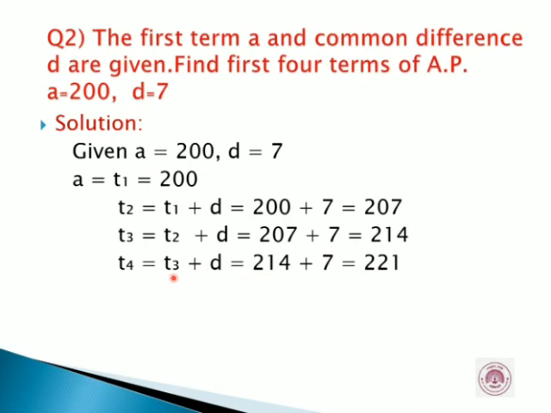T4 is obtained by adding the common difference D to the third term, that is T3. So T4 is equal to T3 plus D, which is equal to 214 plus 7, equal to 221. So the AP is 200, the first term T1, then 207, 214, 221, etc.